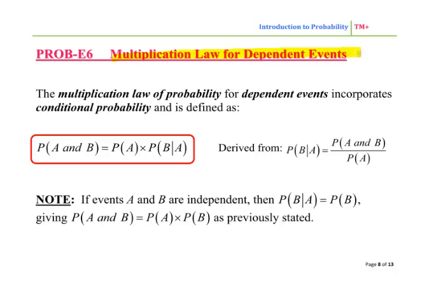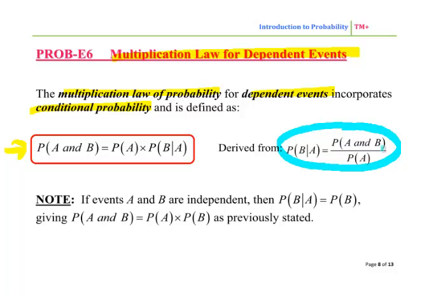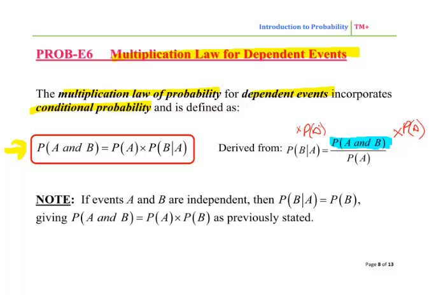Now let's look at the multiplication law for dependent events. The multiplication law of probability for dependent events incorporates conditional probability, and you can see that here. All it is is the formula rearranged. This is what we started with over here: probability of B given A equals the probability of A and B over the probability of A. If I want to isolate this here, all I'm doing is multiplying both sides by probability of A. So you can say the probability of A and B is the probability of B given A times the probability of A, or probability of A times probability of B given A.